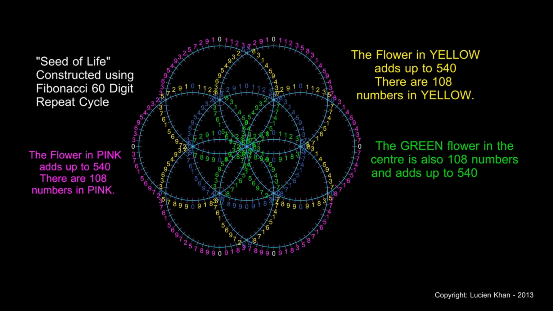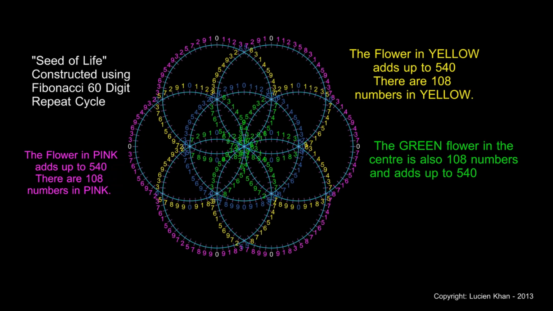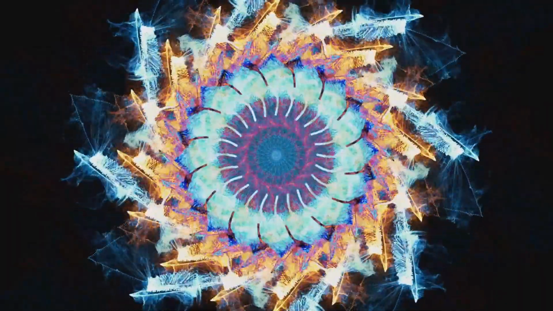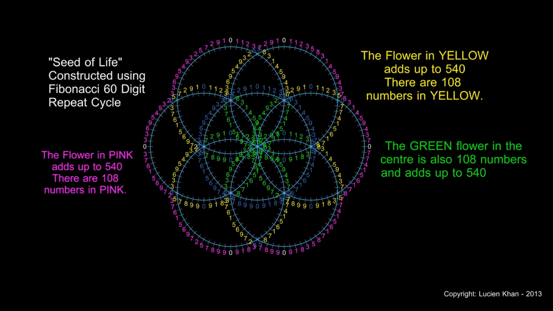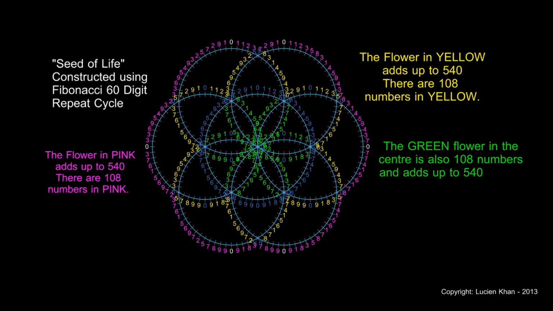Clearly, this is beyond all rational mathematical probability, and it must point to a super-intelligent mind that encoded this information into the very fabric of the universe. Who or what carved this flowering pattern of sacred numbers into the seed of life?